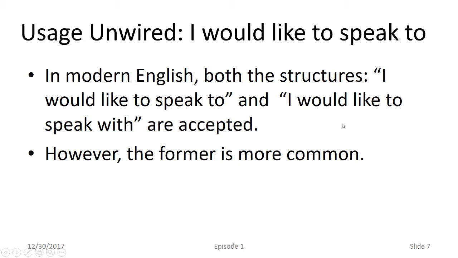But in usage, both of these structures are going to make sense, and both of these are accepted. So it's completely up to you which one to adopt.